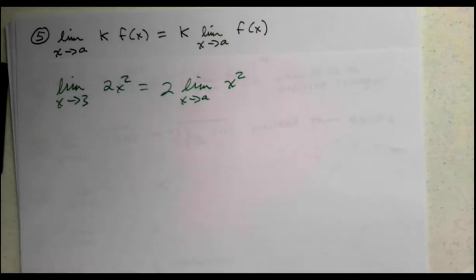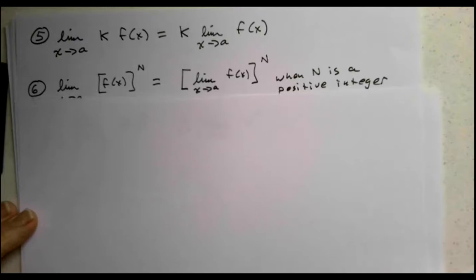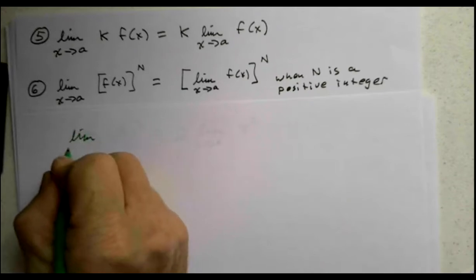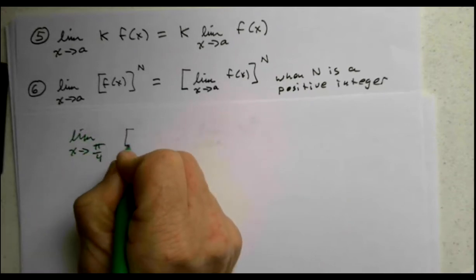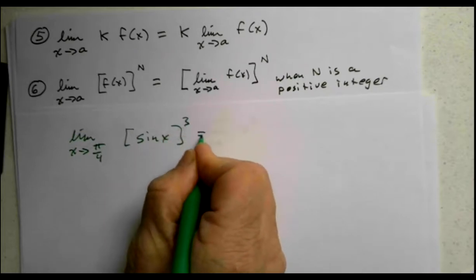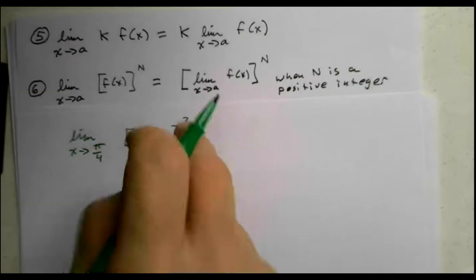Next up, we have the limit of f of x to the n is just that limit raised to that n power, where n is a positive integer. So let's stick with our sine example. If I want the limit as x goes to pi over 4 of sine of x to the third power, what that would mean is, okay, you take the limit of that sine x and raise that limit to the third power.